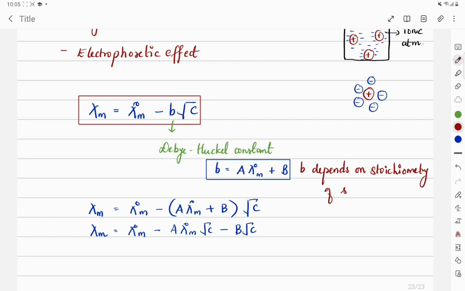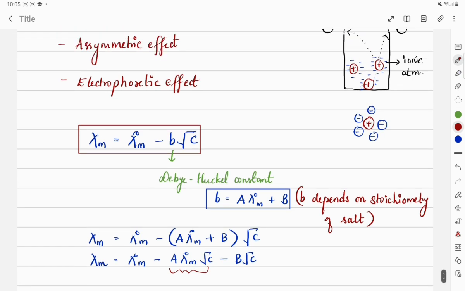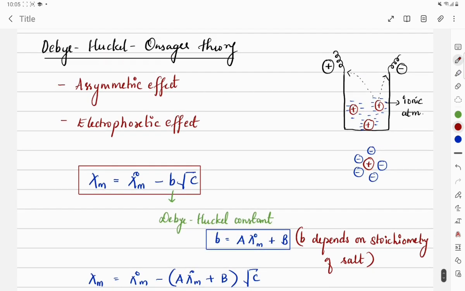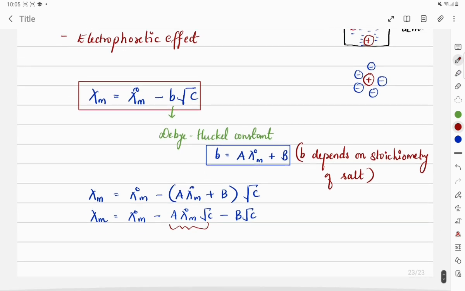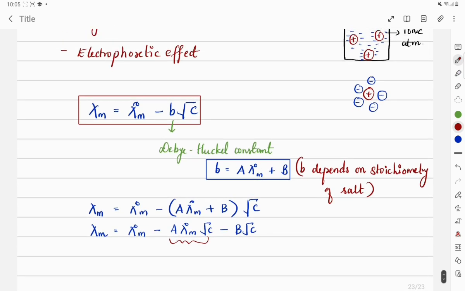Of salt means this or electrolyte that we are using. Okay. Now in this equation, A lambda 0 m root C will actually give the changes in molar conductivity due to asymmetric effect. We have seen there are two effects which contribute to Debye-Huckel theory, asymmetric and electrophoretic effect. Out of that, this term A lambda 0 m root C will be the contributor because of asymmetric effect.